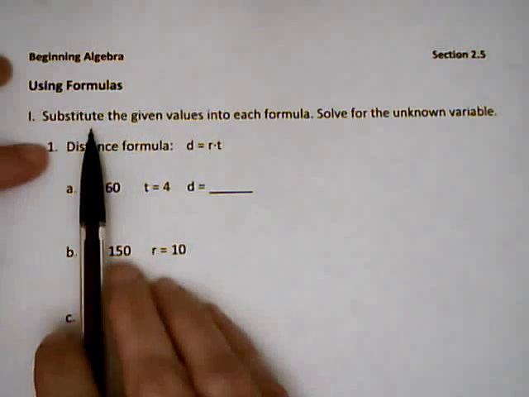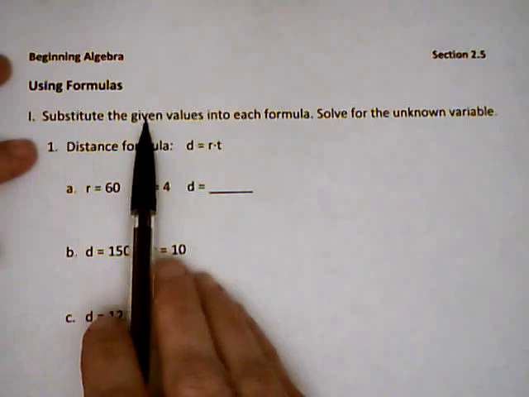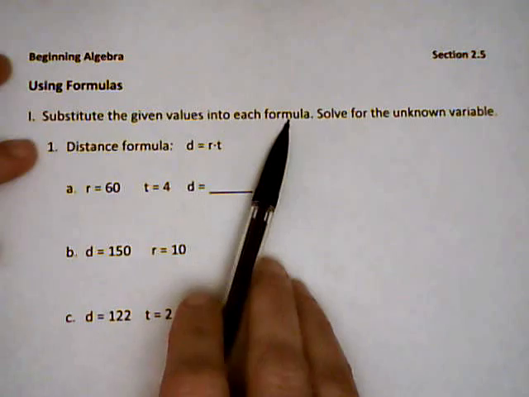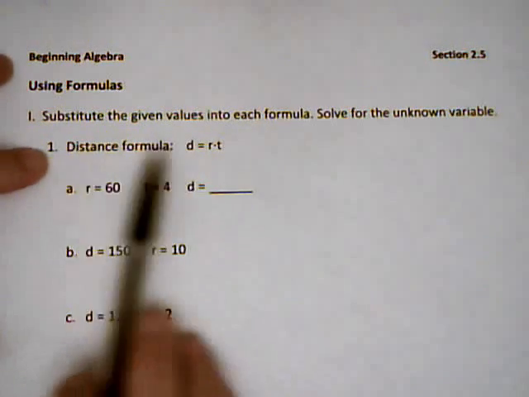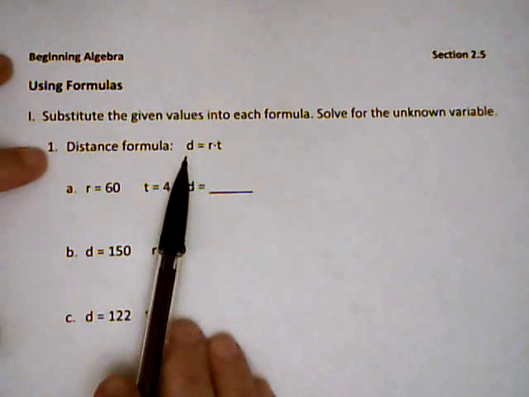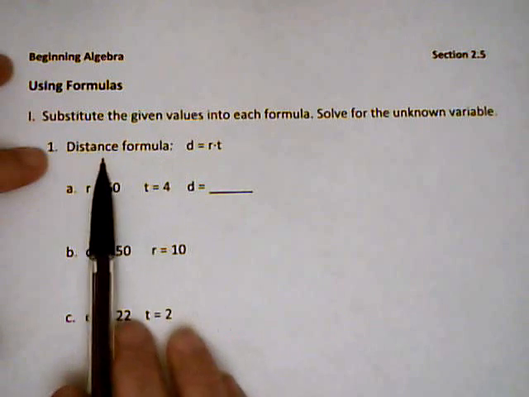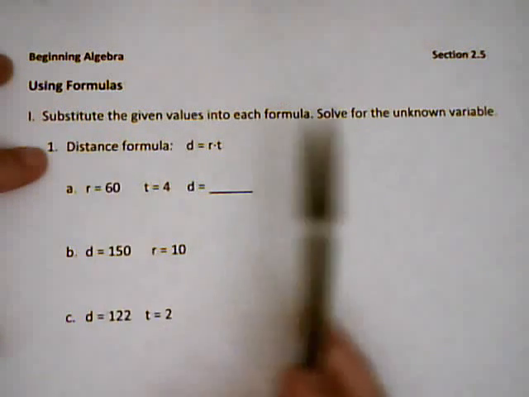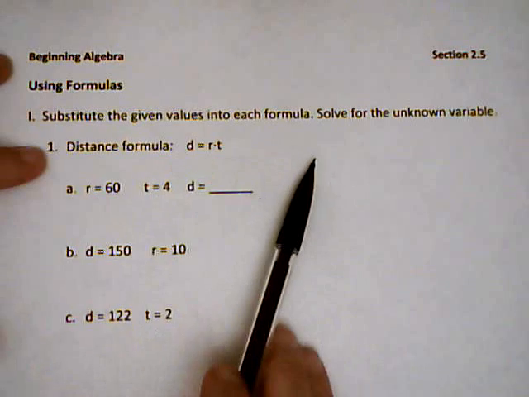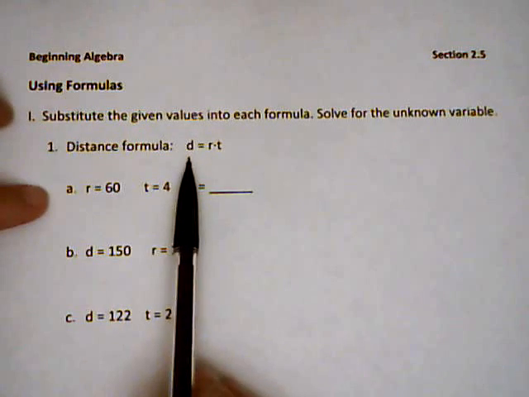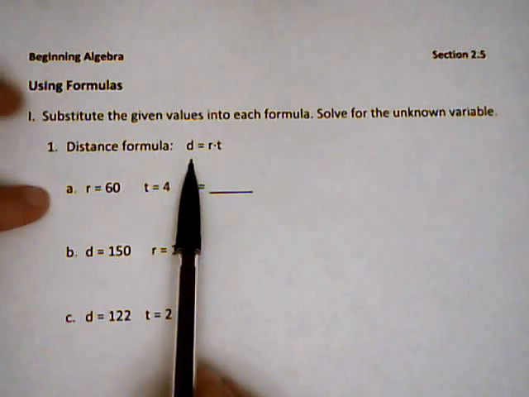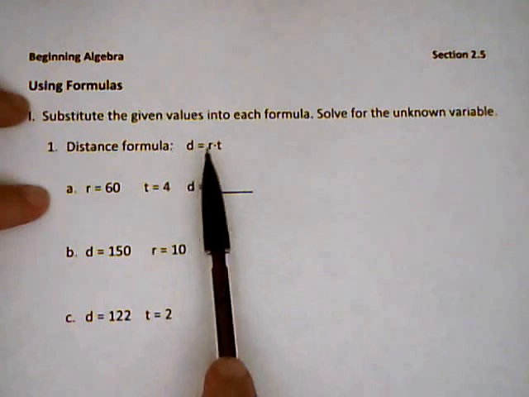The first types of problems that we're going to do tell you to substitute the given values into each formula and solve for the unknown variable. They're going to give you a formula, and let me just tell you, you do not have to know these formulas by heart. I do tell you what they are. Some of them it may not tell you, it may just give you some type of equation. The point is that you're able to use algebra to solve for whichever part of the equation is unknown.